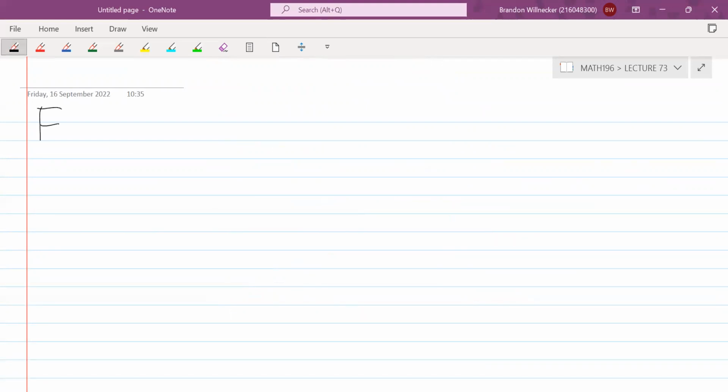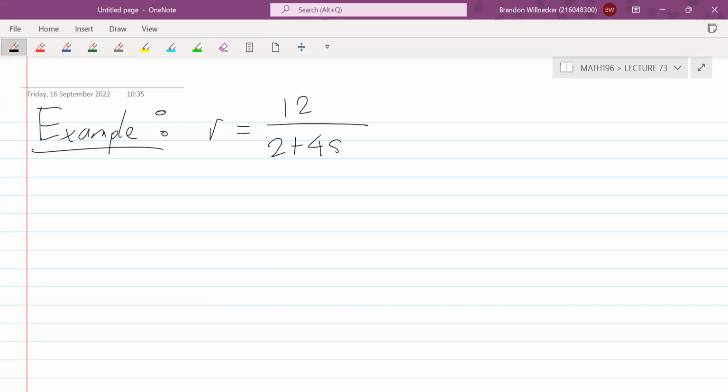Sorry, example. Okay, so we have r is equal to 12 over 2 plus 4 sine theta. Okay, so we're going to use this to try and sketch the hyperbola.